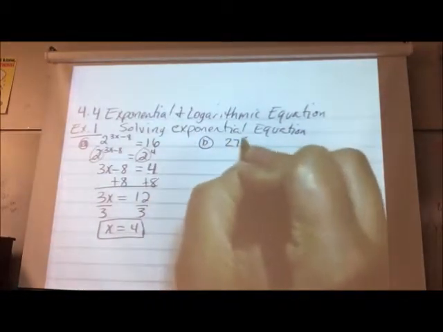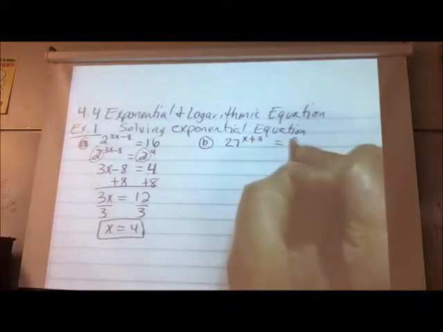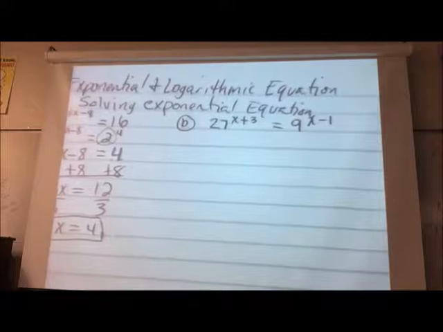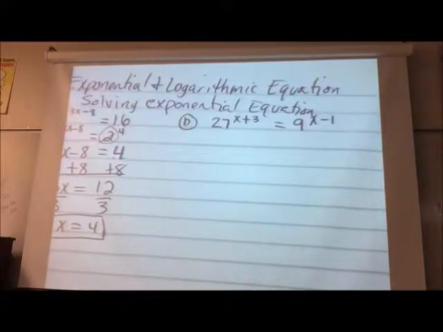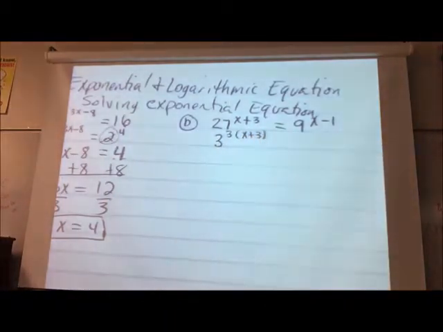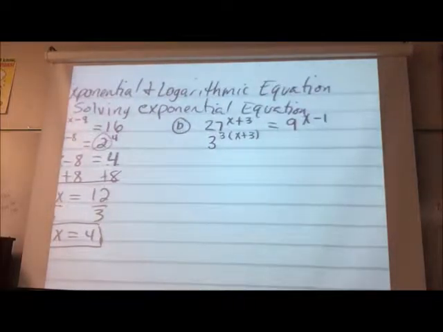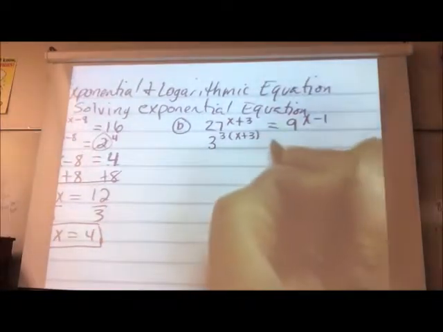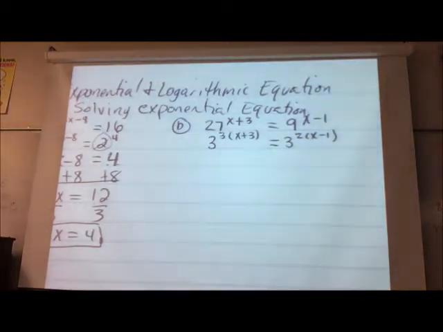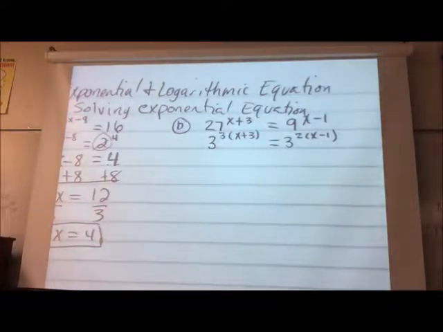Let's say I have 27^(x+3) equals 9^(x-1). So here I have 27 and 9, and I have to think of a base that I could get 9 and 27 from using what number? 3. 3 to what power gives me 27? 3 to the 3rd power is correct. Now please don't forget, I already have an exponent, so that has to stay up there. And 3 to what power gives me 9? 2. 3 to the 2nd. So this is x minus 1. Are we okay there? Yes?